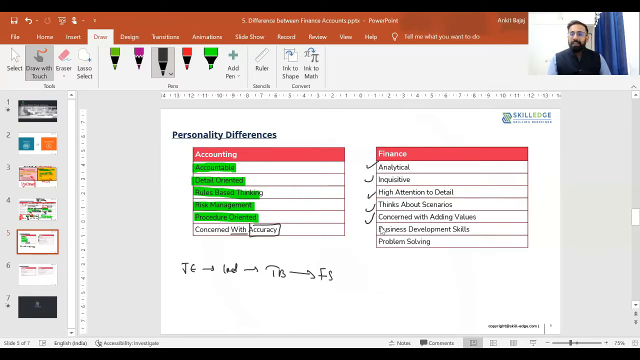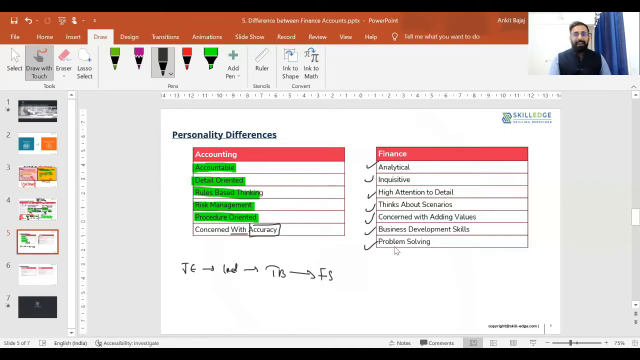Concerned with adding value: you have to suggest to the company whether they should invest or not. This is the meaning of adding value. Business development skills: it means you will be presenting everything to the top management, so you should have business development skills, presentation skills, etc.